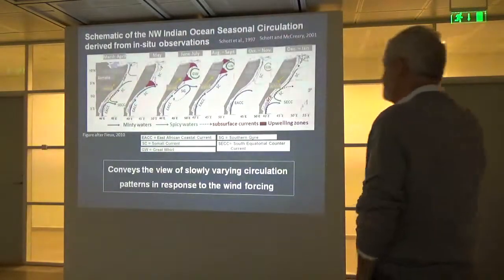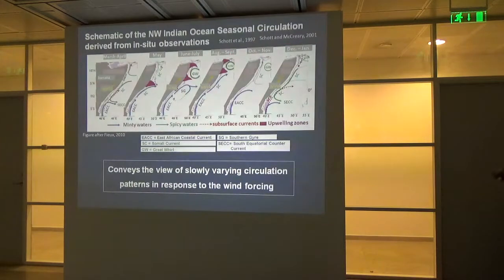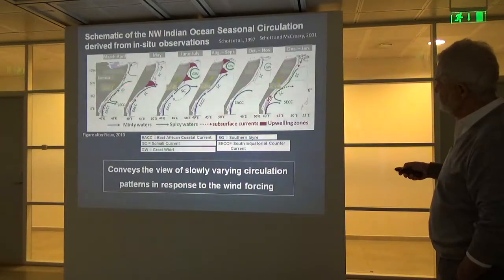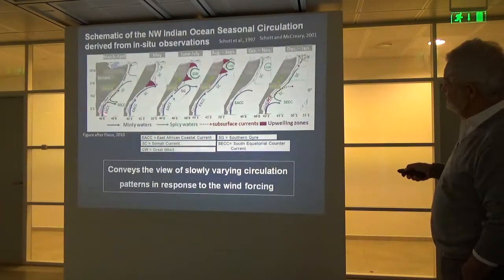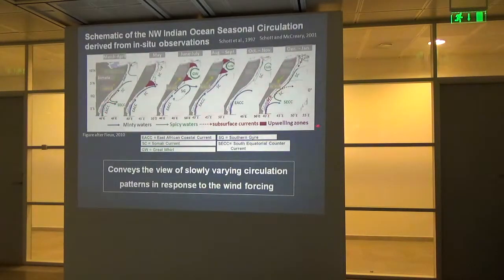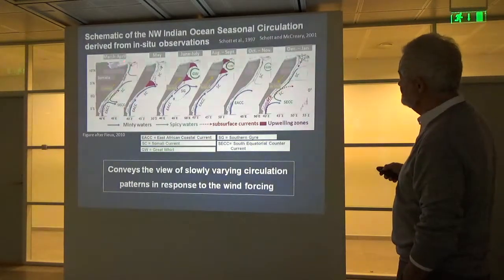So the scenario that is described in papers from the 2000s is the following. In March, April, the wind is flowing this way. The Somali Current is going south. It meets the East African Coastal Current, and they then move toward the east in the open ocean. And you get some kind of residual current here.